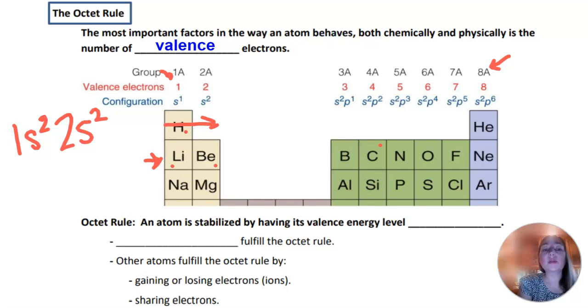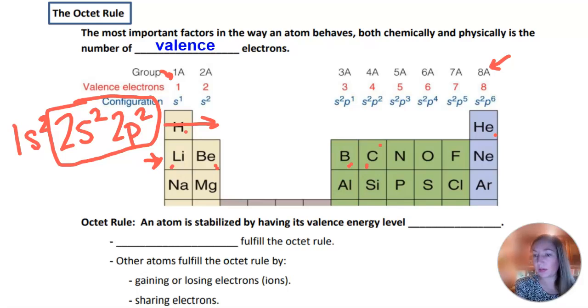So carbon has 1s2, 2s2, and 2p2, 2 electrons in the 2p. The valence electrons were those final s and p electrons, the s2 and the p2.